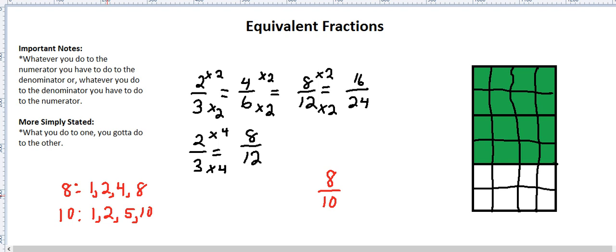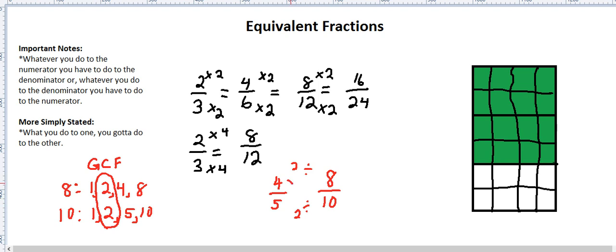And here I'm going to take a common factor. In this case, there are 2 common factors, 1 and 2. So 2 would be what we would call my greatest common factor, my GCF. So I'm going to divide them both by 2. So 8 divided by 2 would equal 4, and 10 divided by 2 would equal 5. So that means that 4/5 is equal to 8/10.